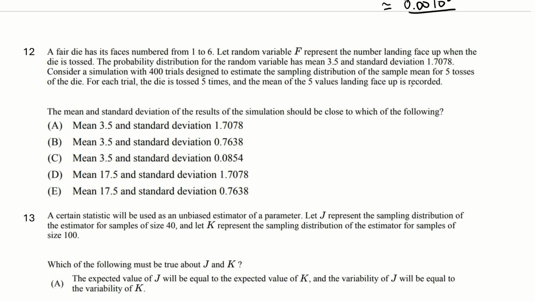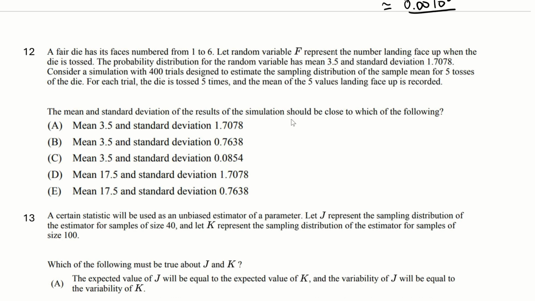Consider a simulation with 400 trials designed to estimate the sampling distribution of the sample mean for 5 tosses of the die. For each trial, the die is tossed 5 times, and the mean of the 5 values landing face up is recorded. The mean and standard deviation of the results of the simulation should be close to which of the following?